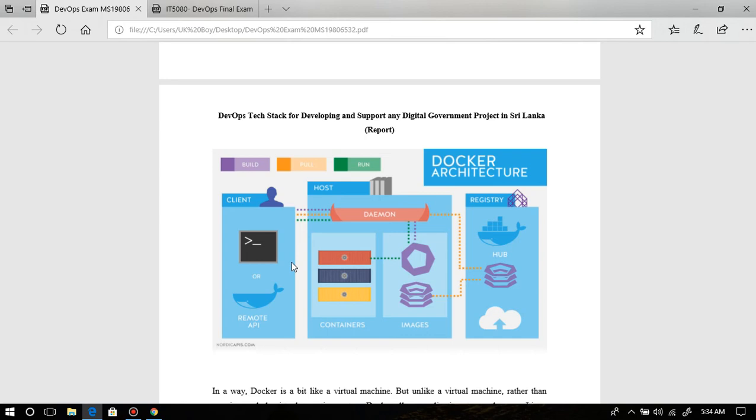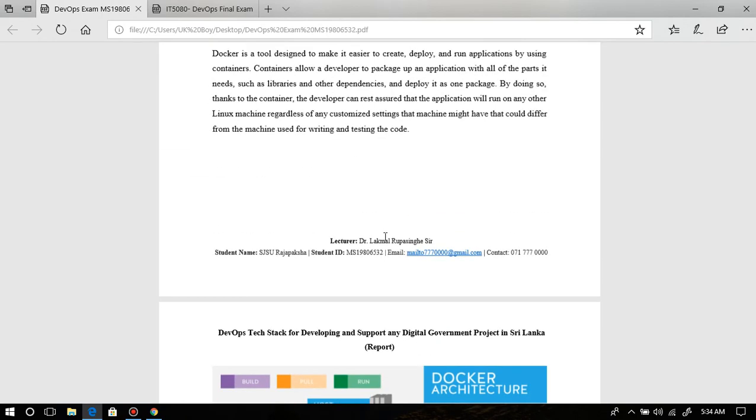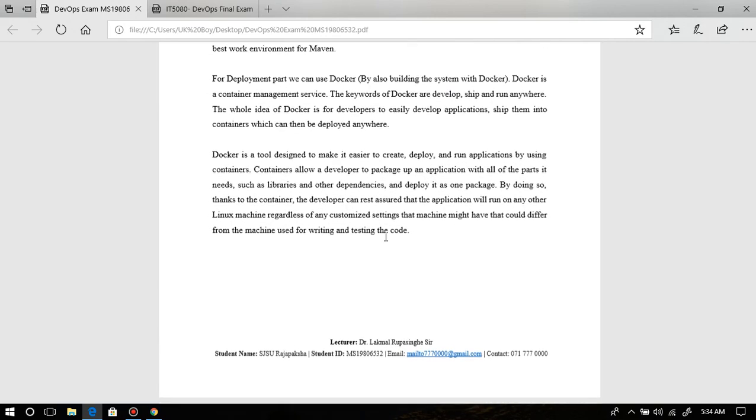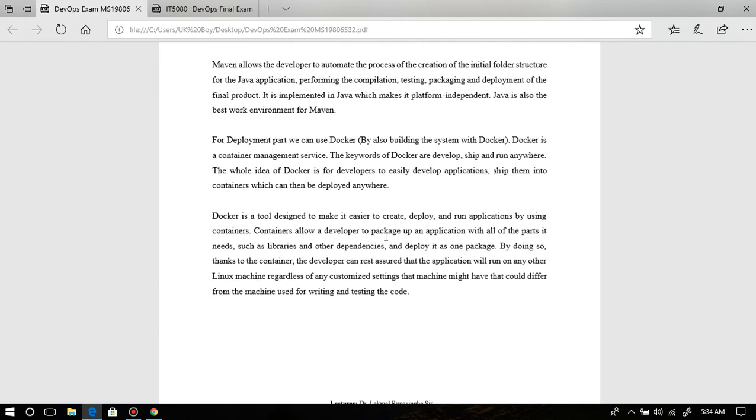The reason for that is the environment, because the running environment is not the same on my machine and at that other location. Therefore, we can fulfill that requirement through Docker. In the development part, we can use Docker by also building the system with Docker. It means we use the same container in deployment, the same Docker container.